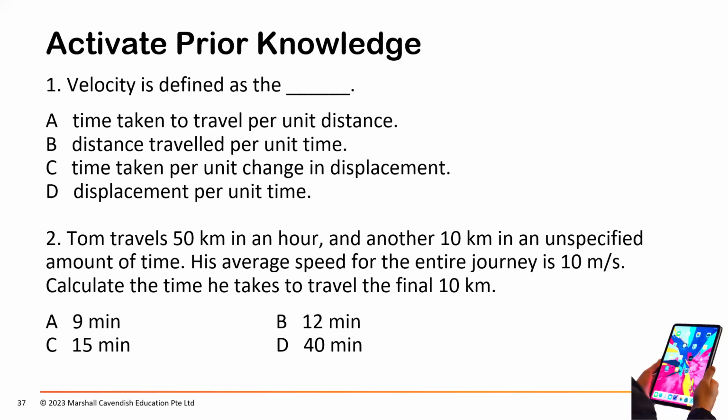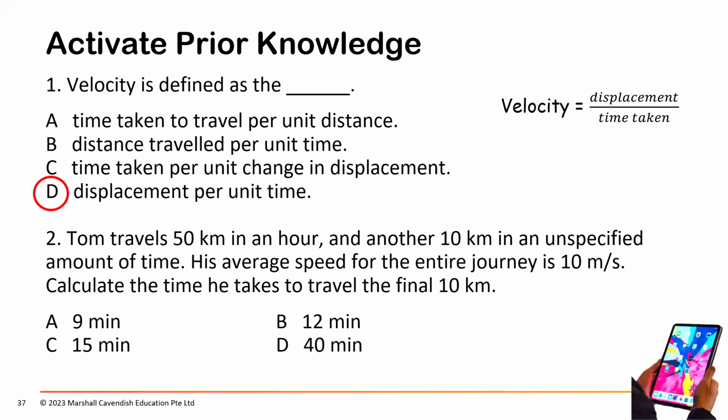The first question, velocity is defined as, so we recap on the formula for velocity. The formula for velocity is displacement divided by time. So the best answer that suits it will be displacement per unit time, which is D. Okay, the next question is a little bit more difficult.